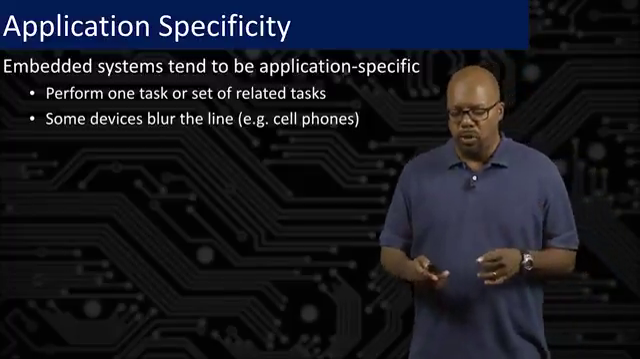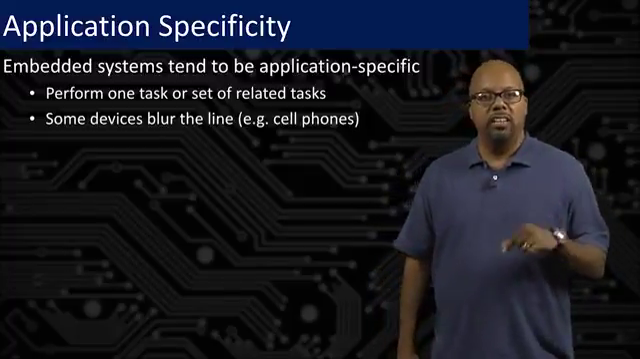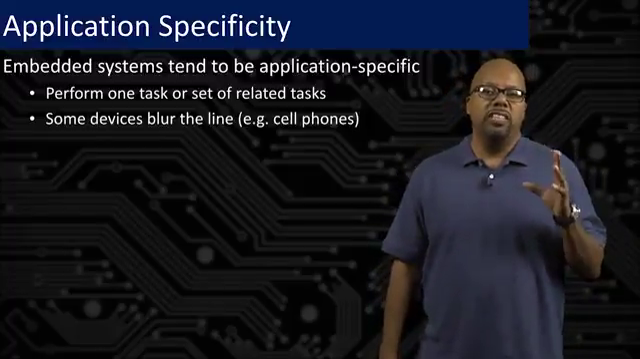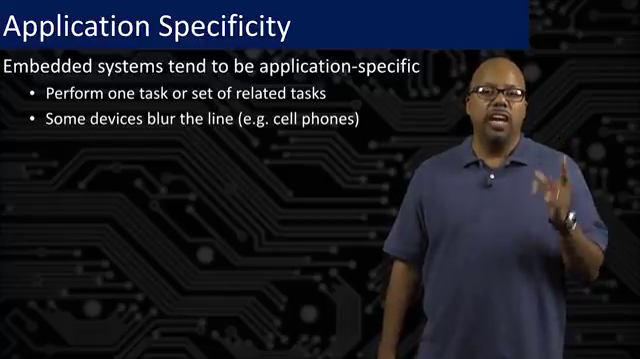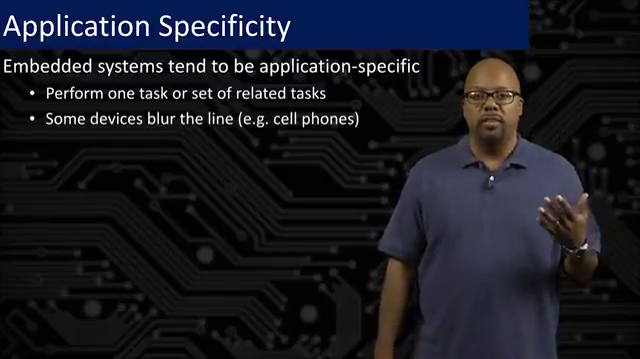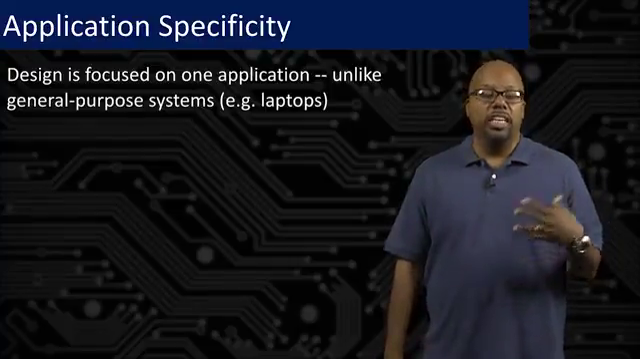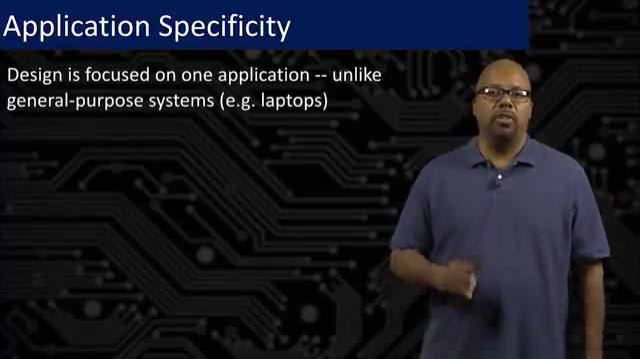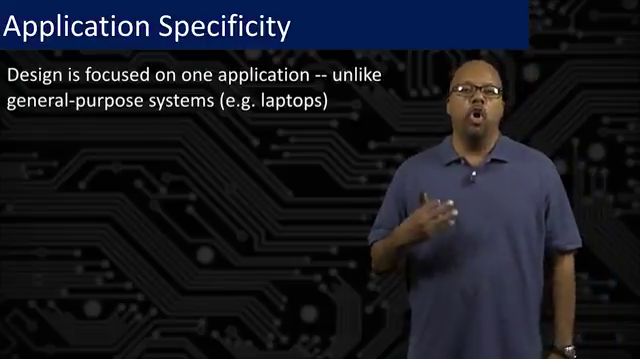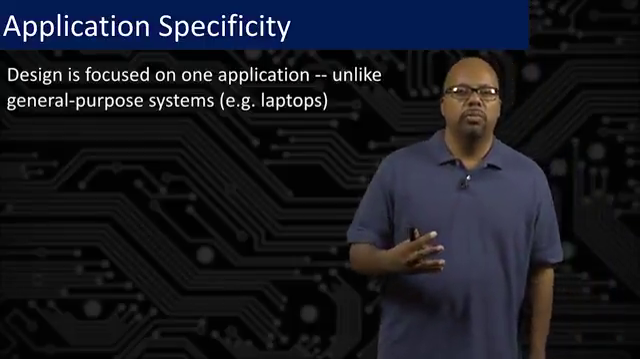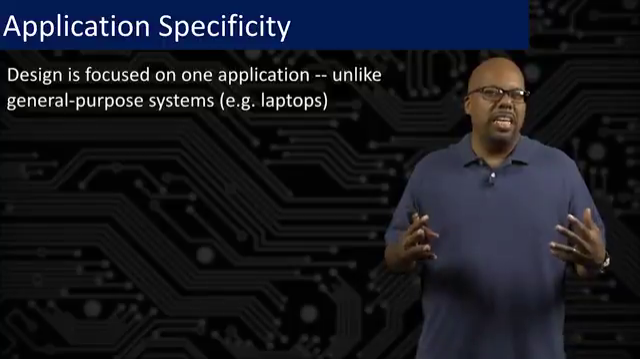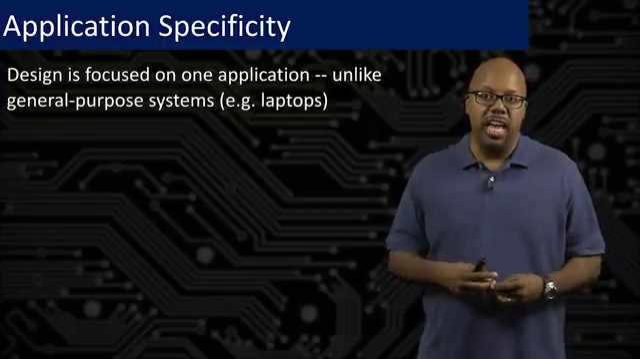And the reason why this is important is because it changes the way you design a device. When you know that the device is going to do one thing, you design it for the one thing. You don't design it for everything. So the design is focused on the one application, unlike general purpose systems like a laptop or desktop. Those things essentially end up being overpowered for whatever you have to do because they have to be ready to handle any type of computational task.